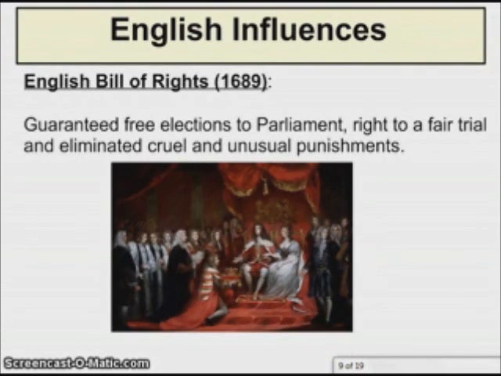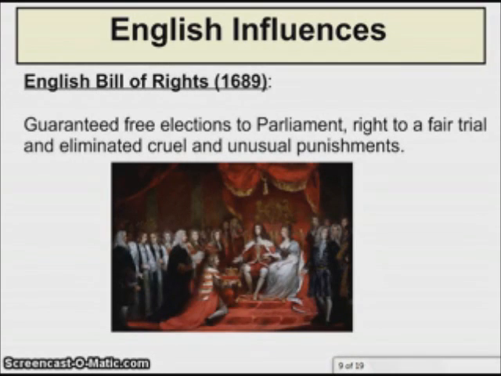From the Magna Carta, we grow into the English Bill of Rights in 1689. Okay? It's just that next idea. England, of course, does not have its own constitution. It has a series of documents, and this is the next in a series of documents building off the Magna Carta. Okay? This one basically brings in free elections to Parliament, the right to fair trials, and also eliminates cruel and unusual punishment, especially with the English. They love to quarter people, and they love to do some very evil things to people who are accused of crimes, and that was going to be done away with.